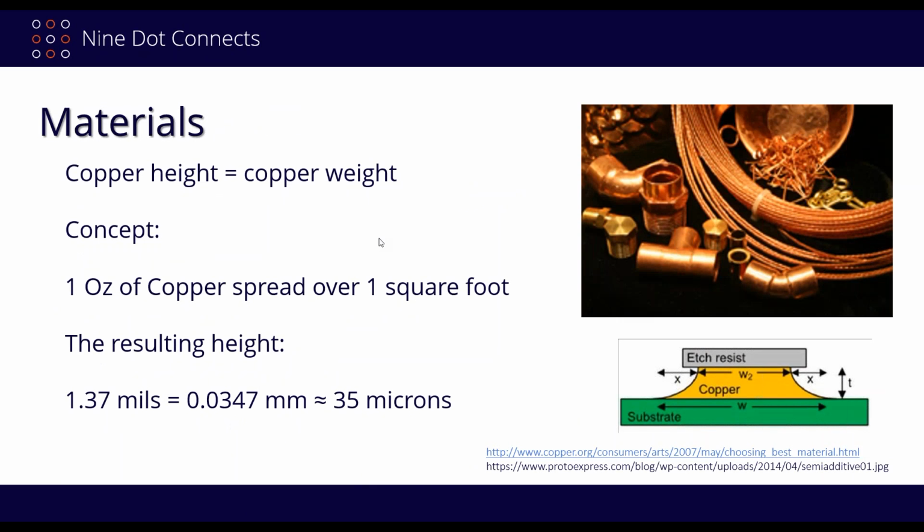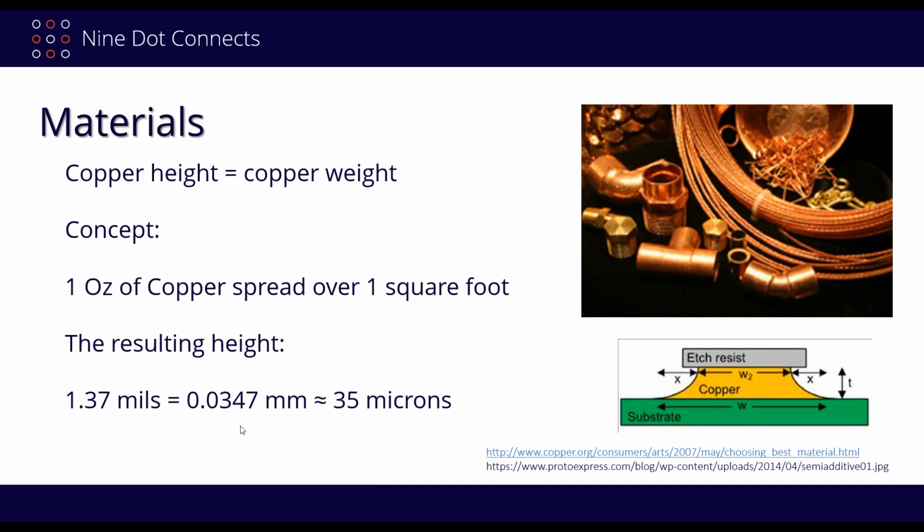Materials. So materials are, in particular, the copper height. This always confused me because the copper height is always told in copper weight. What I find amazing is that though the world seems to despise the imperial system, when it comes to copper weight or copper height, it always talks about 1 ounce of copper spread over 1 square foot. That sounds rather imperial to me. So the resulting height is that if you take this 1 ounce of copper and spread it over 1 square foot, you get a resulting height of 1.37 mils.